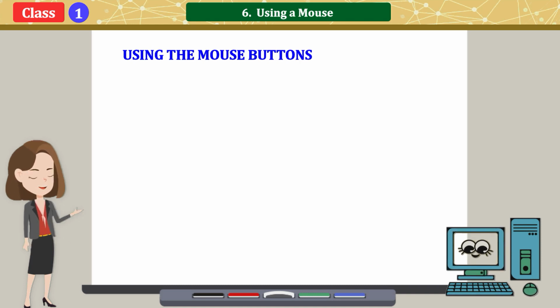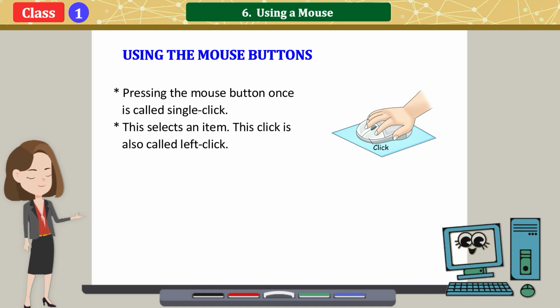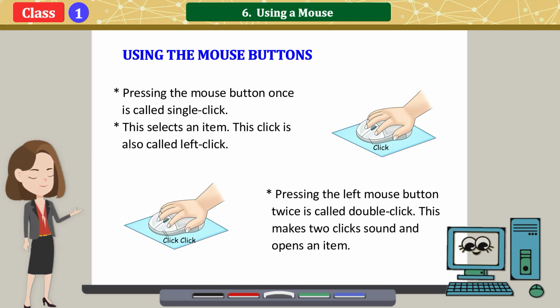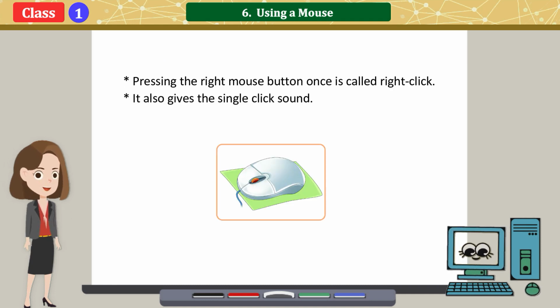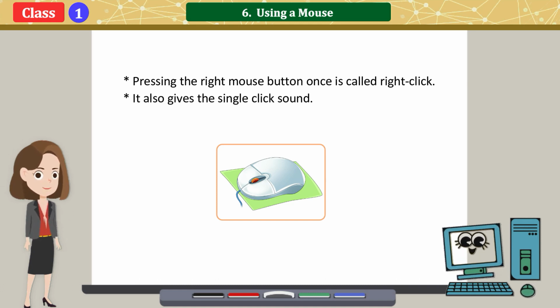Using the mouse buttons. Pressing the mouse button once is called single click. This selects an item. This click is also called left click. Pressing the left mouse button twice is called double click. This makes 2-click sound and opens an item. Pressing the right mouse button once is called right click. It also gives the single click sound.